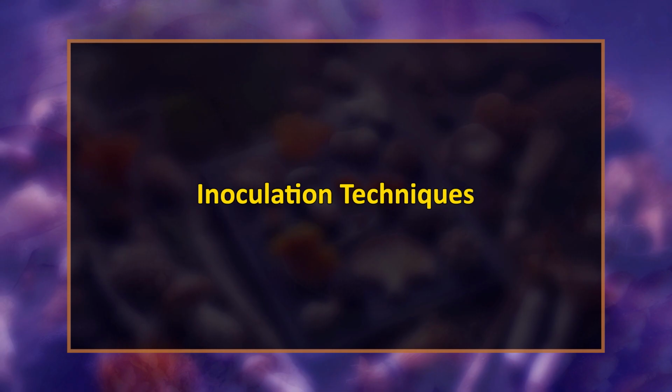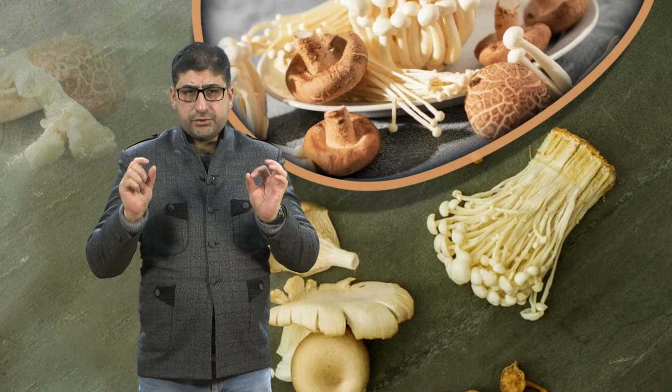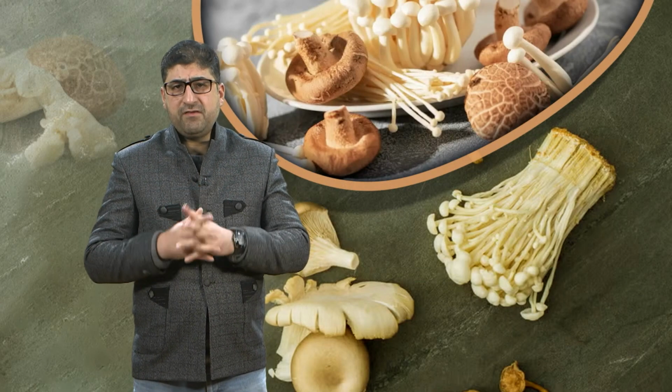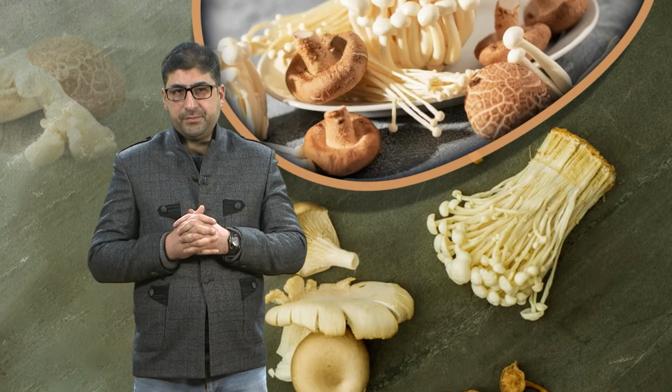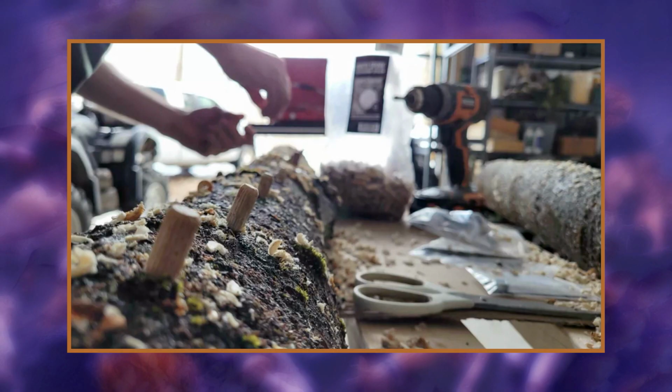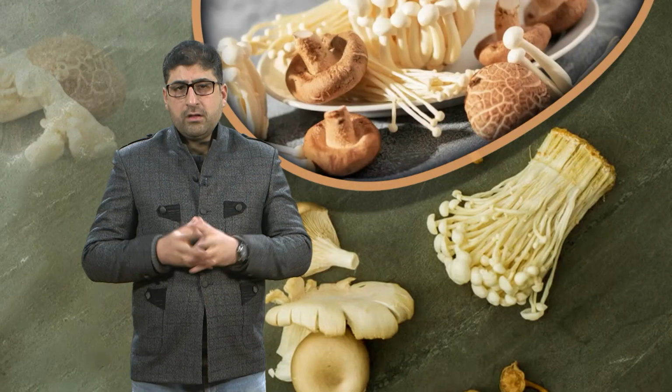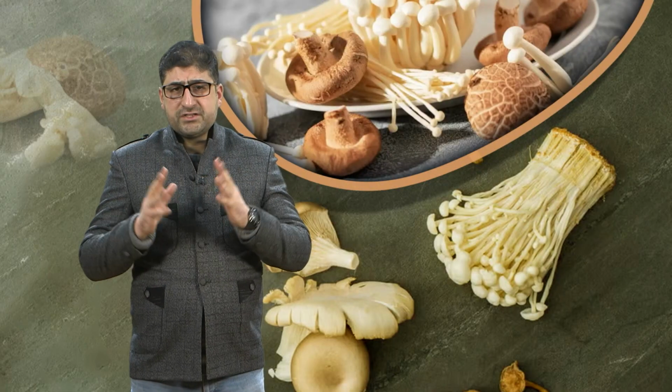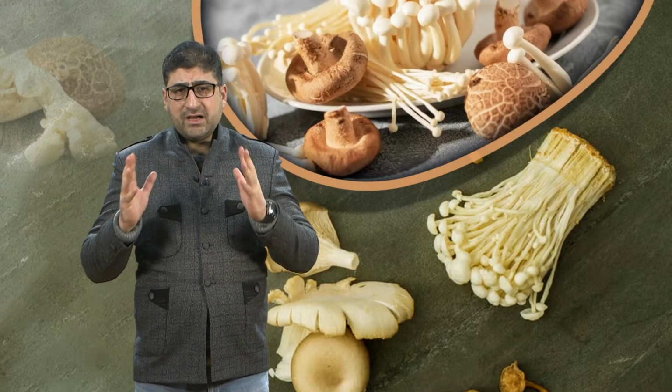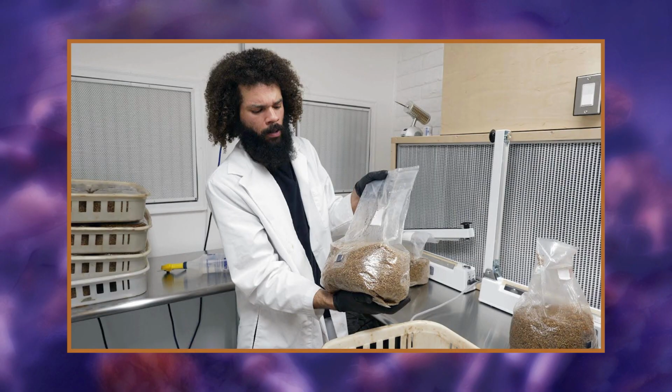Let's now talk about the inoculation techniques that we have. For logs, drill holes approximately 1.25 to 1.5 inches deep in a diamond or staggered pattern. Insert plug spawn into each hole and seal with food grade wax to maintain moisture and prevent contamination. For sawdust blocks, mix the cooled sterilized substrate with the spawn in a clean aseptic environment. Pack the mixture into autoclavable bags or blocks with breathable filters that allow gas exchange while retaining moisture.